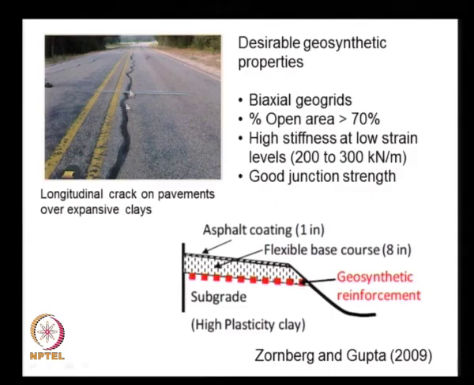So, what happens when you have the swelling of the soil? This is what happens: the longitudinal crack in pavements constructed over expansive clays. We see this longitudinal crack is actually very wide. This is happening at the center of the road and also at the edges, and we can stabilize this type of soils by using a suitable biaxial type geogrids.